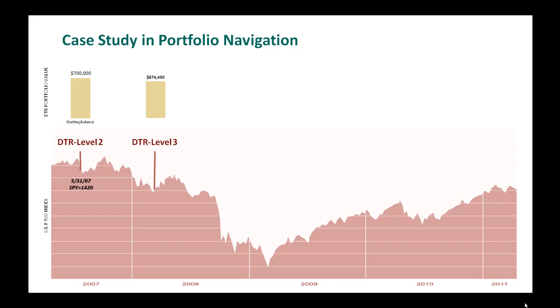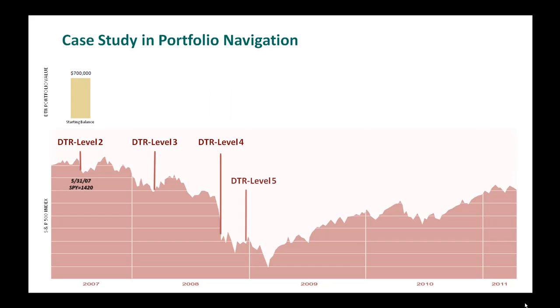By September 2008, the market has declined significantly again, and Martha's account balance is now $625,601, and her DTR is 10%. Her account is moved to the DTR Level 4 portfolio, which contains an even higher percentage of equity exposure.